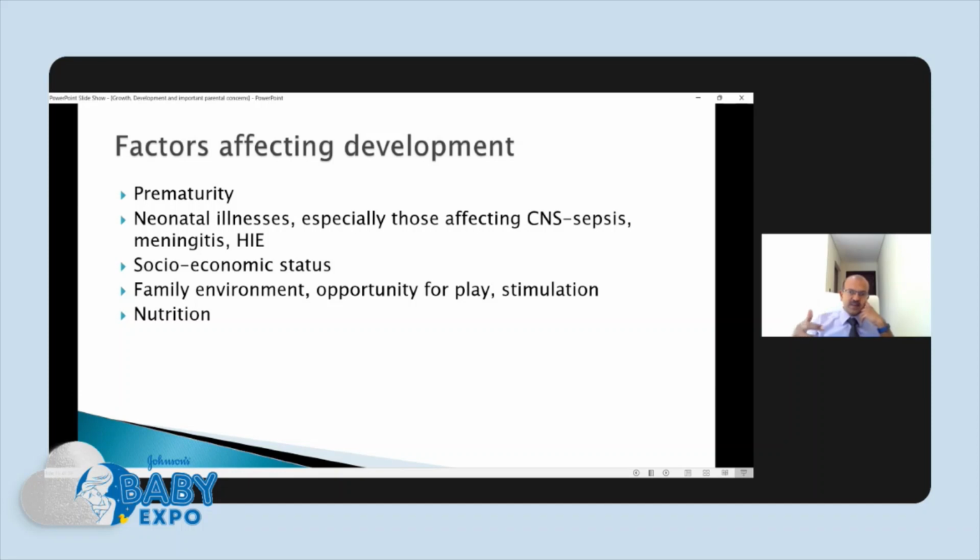Stimulation in the right way is important. So overstimulating is not good. Exposure to screen time is not good. And I mentioned the importance of nutrition and breastfeeding. We should prevent iron deficiency in young infants, because if iron is deficient, their development may lag as well.